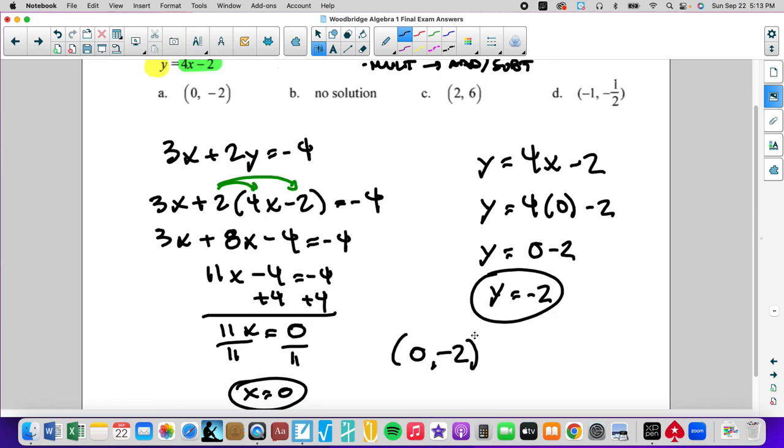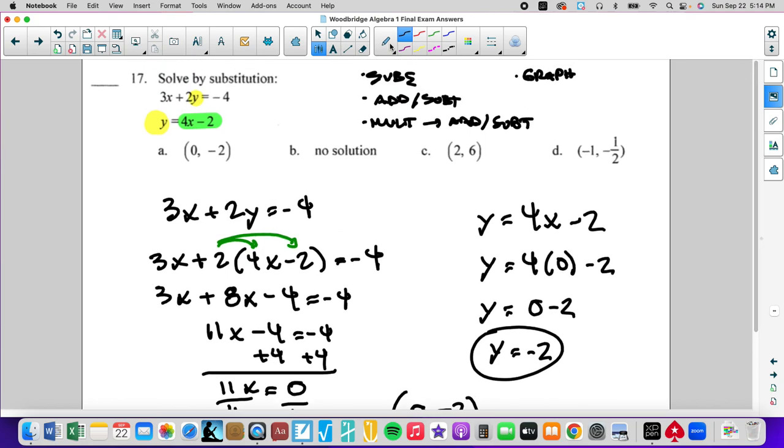Which one is 0, negative 2? To no surprise, A.